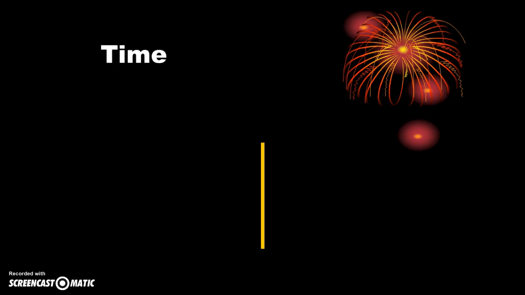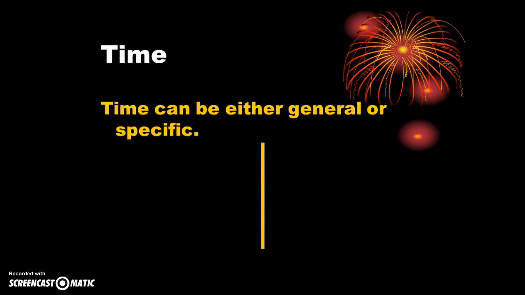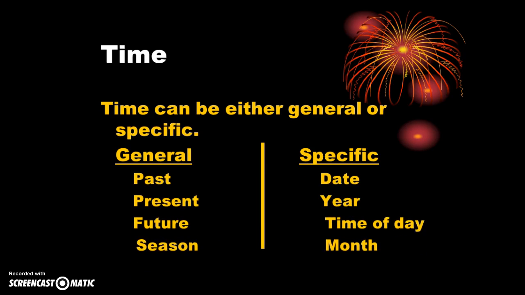Right, time. It can be general, it can be specific. So general would be past, present, future. It could be a season such as summer, spring, and fall. Specific, the actual date. September 18th, 2015 at 9:10 a.m. That would be specific, but it could also be general.